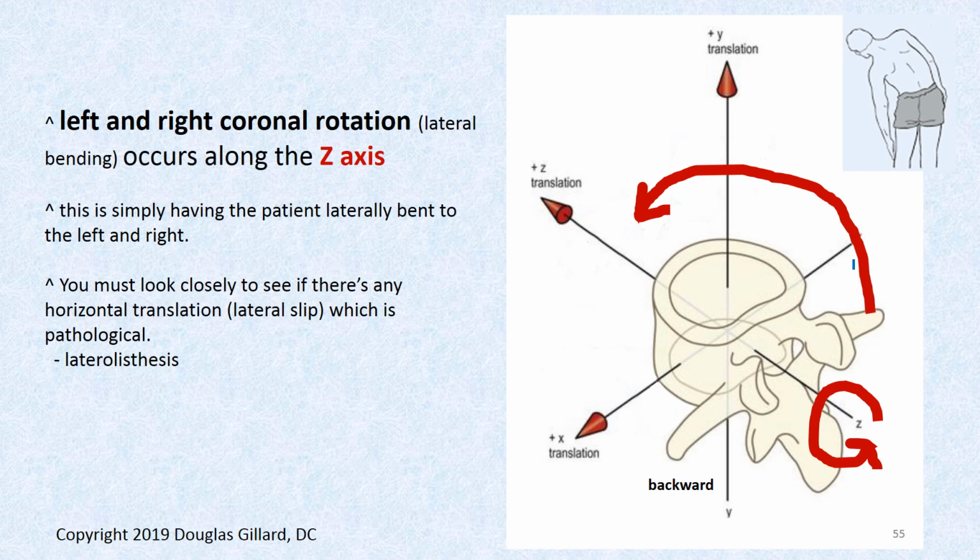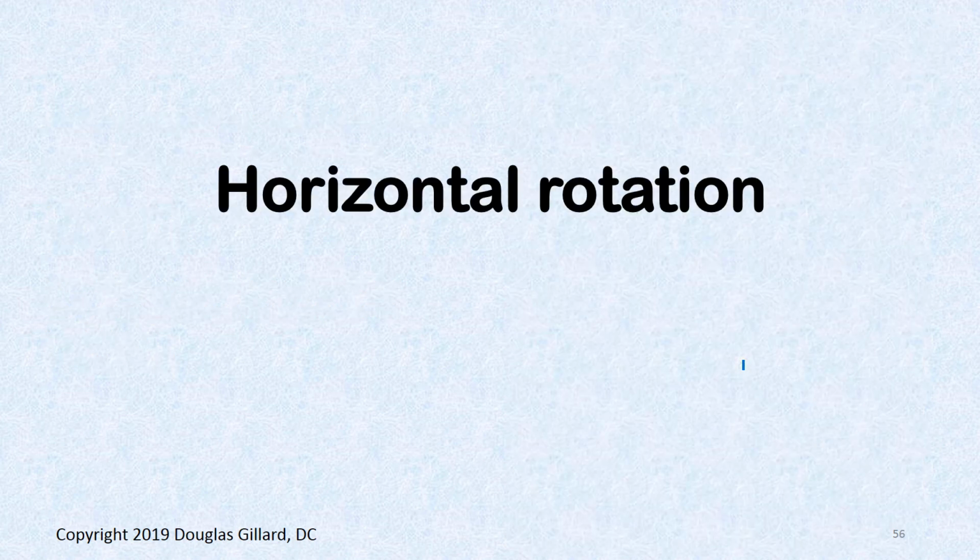So this spinous is tipping up, this one is tipping down. And this type of movement can't occur around the y-axis, can't occur around the x. It can only rotate around the z-axis. It could rotate smoothly there. So right and left lateral bending, biomechanical speak, right and left coronal rotation. How about horizontal rotation? All right, so we're going overhead again.